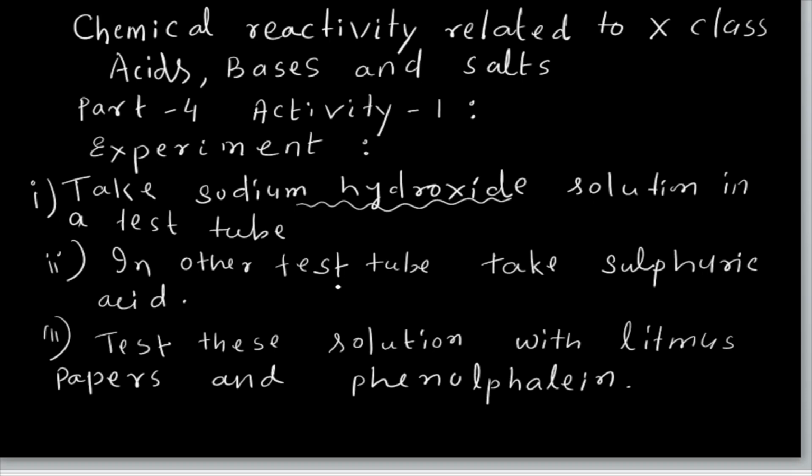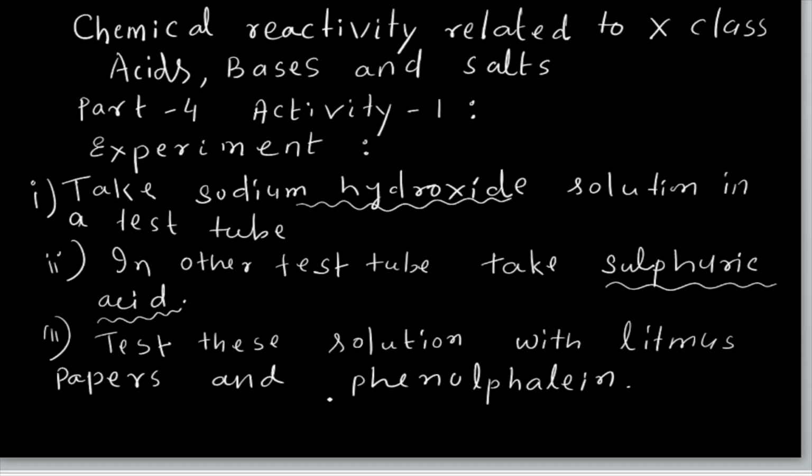In another test tube, take sulfuric acid. Also, you can find in a lab, in reagent bottles, written dilute sulfuric acid, concentrated sulfuric acid like this. Now you will see here how to test: sulfuric acid is an acid, sodium hydroxide is a base. Test the solutions with litmus paper and phenolphthalein.